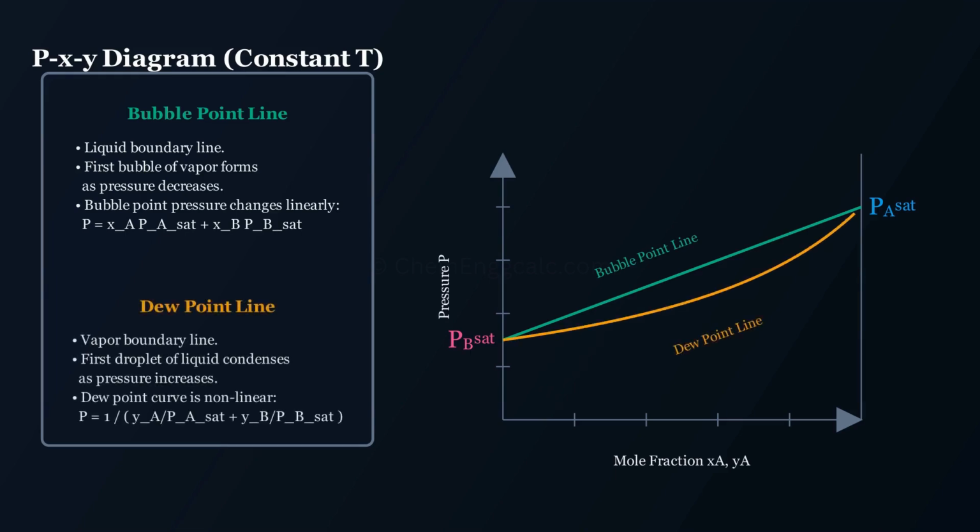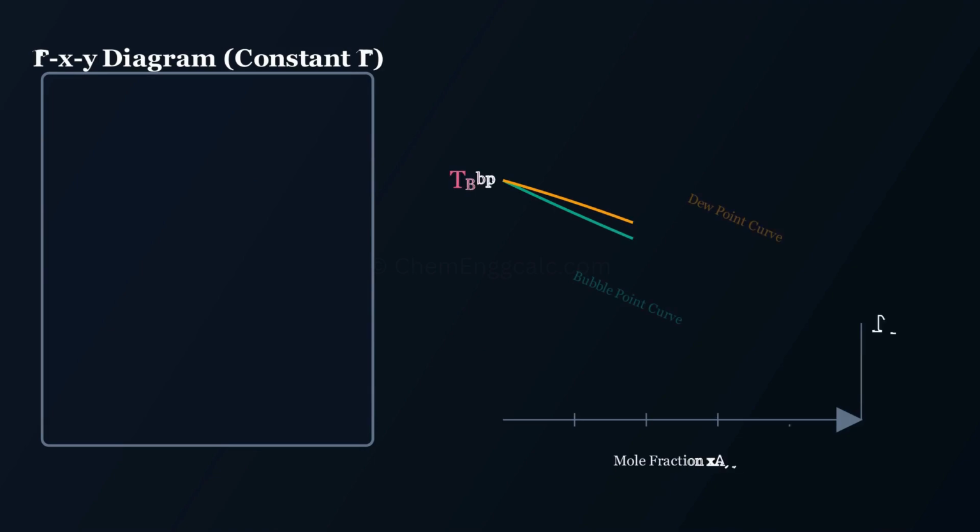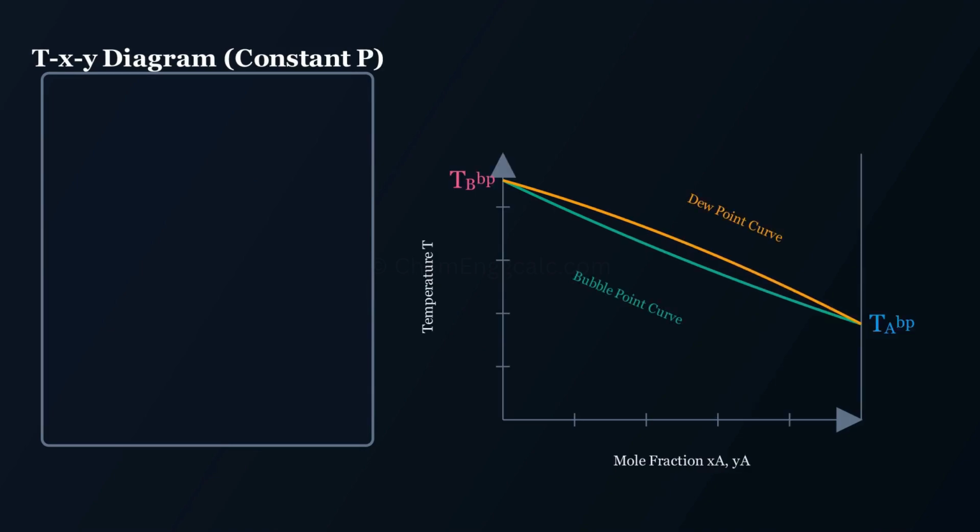The curved lower line is the dew point line. It represents the pressure where the first drop of liquid condenses from a vapor. Between these lines is the two-phase envelope. Liquid and vapor coexist in equilibrium, connected by horizontal tie lines showing that the vapor is always richer in the more volatile component. Keeping pressure constant instead, we get a temperature composition, or TXY diagram.